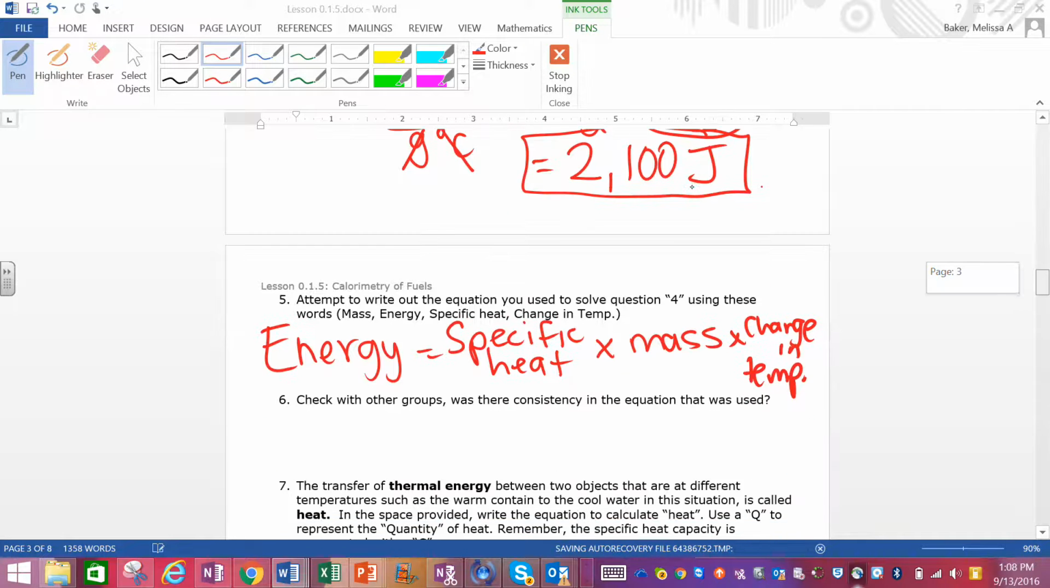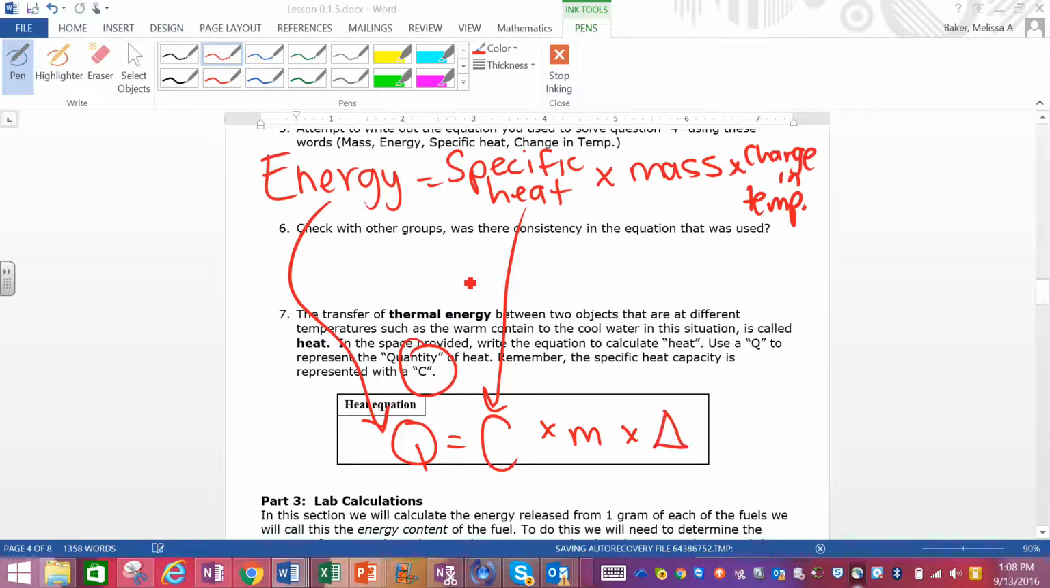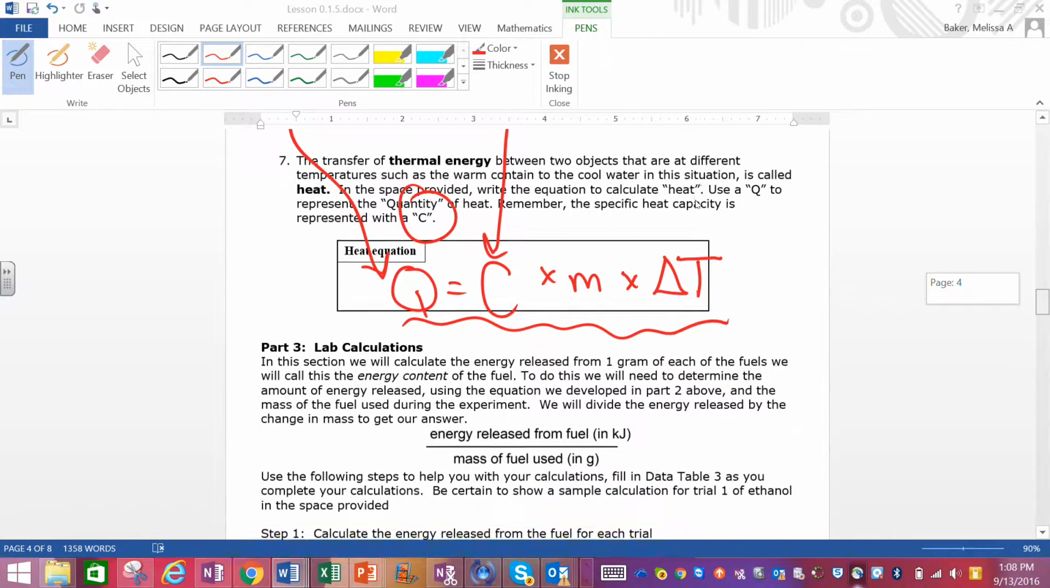And then if we skip down to number 7, it says, what if we make that equation a little easier on the eye, and change the words to letters? So energy is actually the quantity of energy, so they use a Q. Specific heat is, we mentioned, represented with a capital C. Mass is easy, a lowercase m. And change is a triangle, delta, and T for temperature. So now we can use this equation to figure out how much energy our fuels released to the water. So this lesson kind of steps us through how to do that calculation.